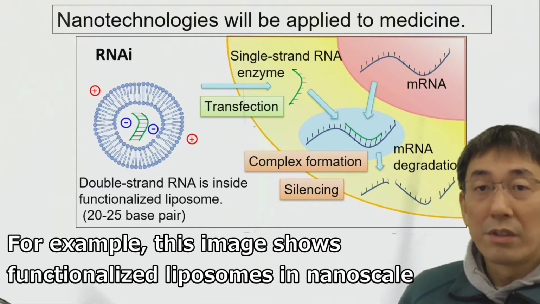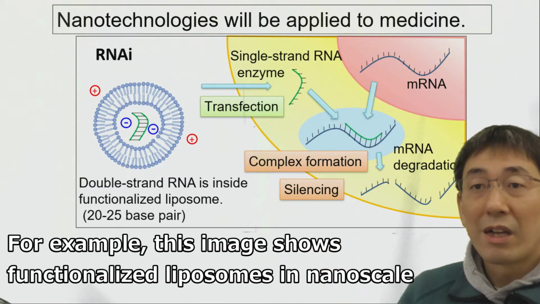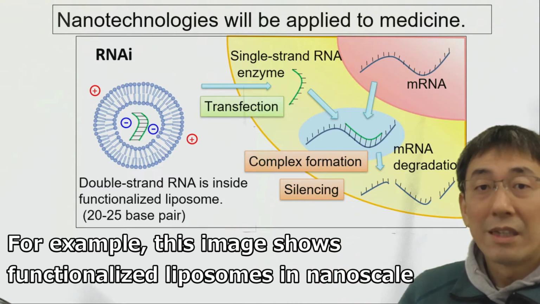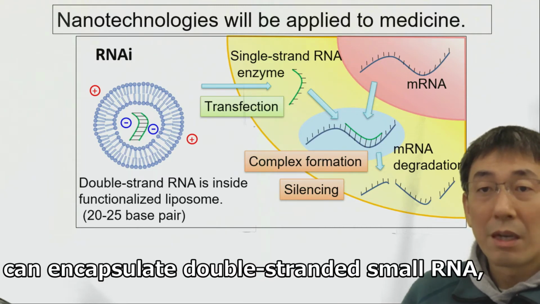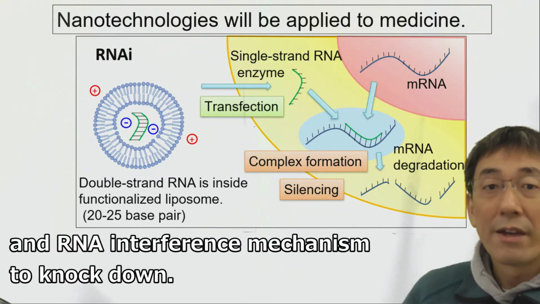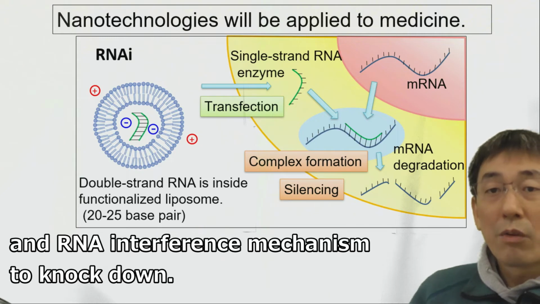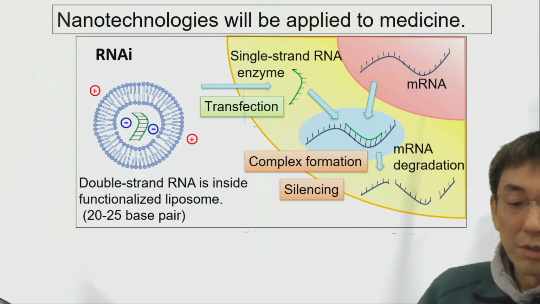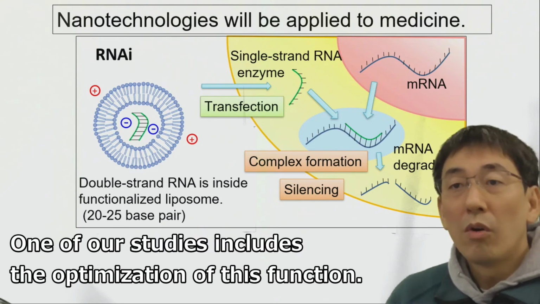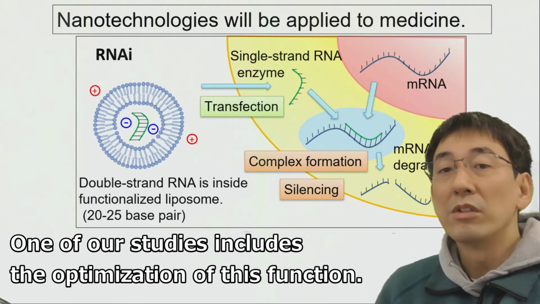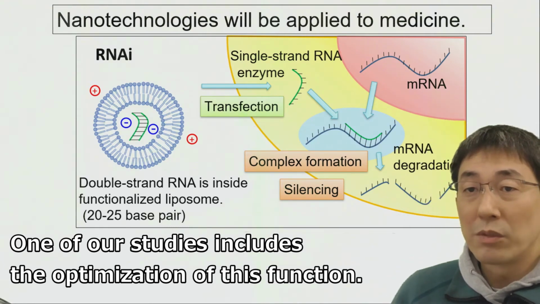For example, this image shows functionalized liposomes in nanoscale can encapsulate double-stranded small RNA and use the RNA interference mechanism to knock down genes. One of our studies includes the optimization of this function.